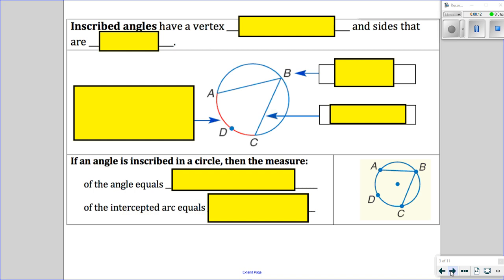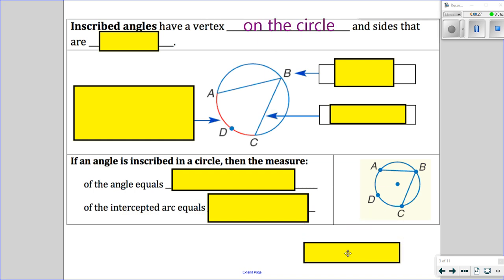All right, you already heard about the word inscribed. So basically inscribed means inside a figure, something that is drawn inside a figure. But with angles, it's drawn inside the circle. So the inscribed angle has a vertex on the circle and the sides that are chords.